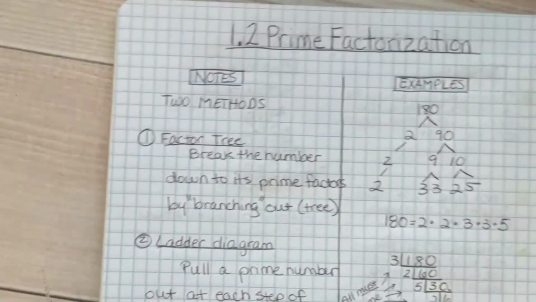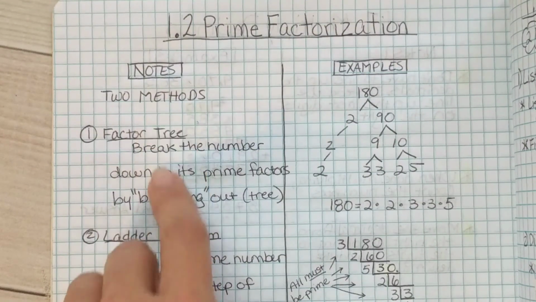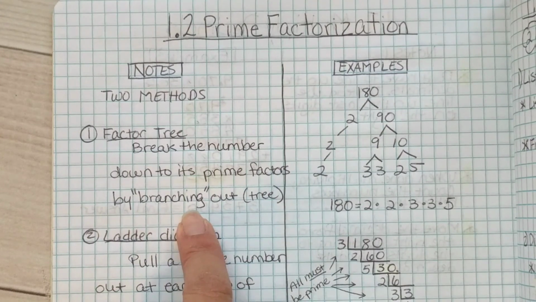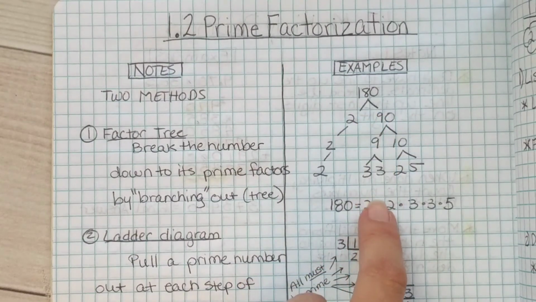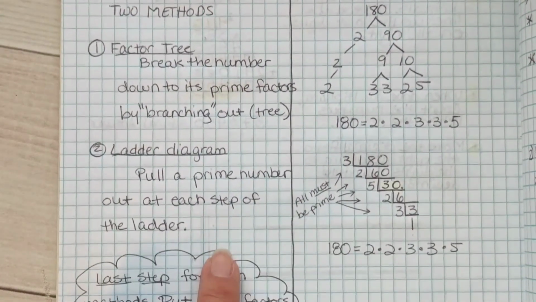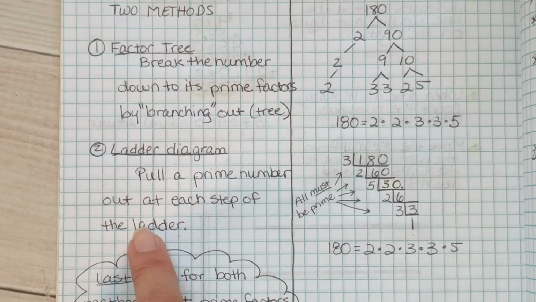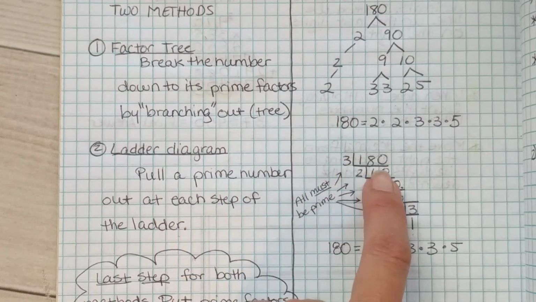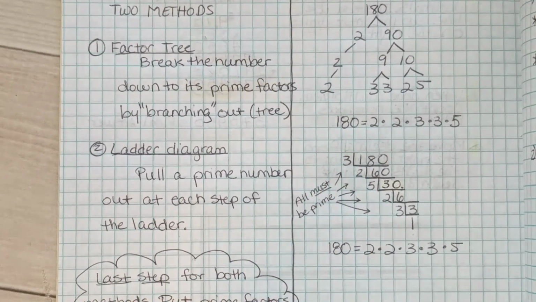Here we have 1.2 prime factorizations. So we have two methods. The factor tree, we break the number down to its prime factors by branching out in a tree-like form. It looks a little like a Christmas tree. And there's our example. Or we can use the ladder diagram, pull a prime number out at each step of the ladder. So making sure that all of these numbers out here are prime numbers. If I have 180 and I pull out a 10, that doesn't work because 10 is not a prime number. It has to be a prime number that you pull out.